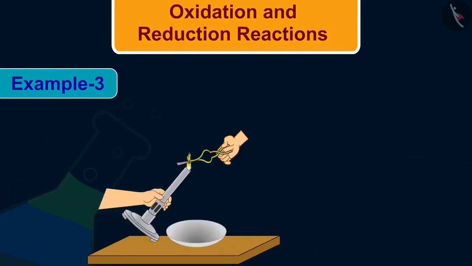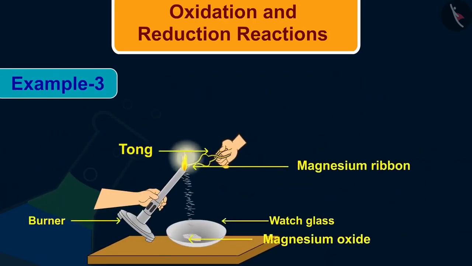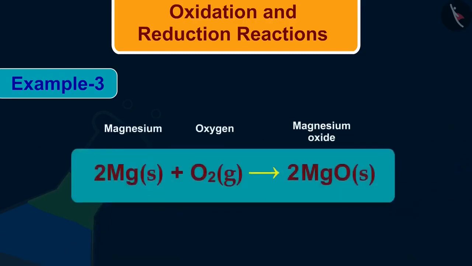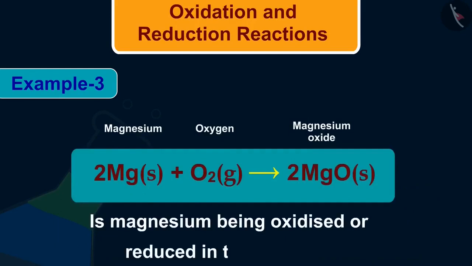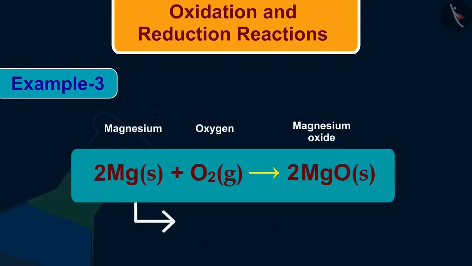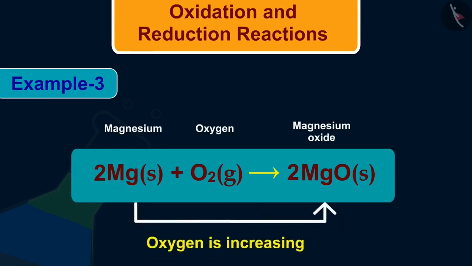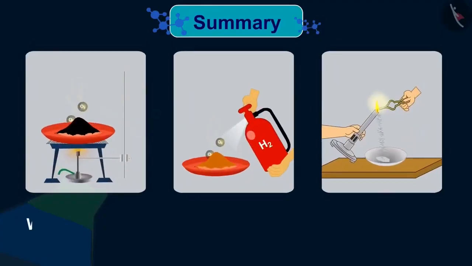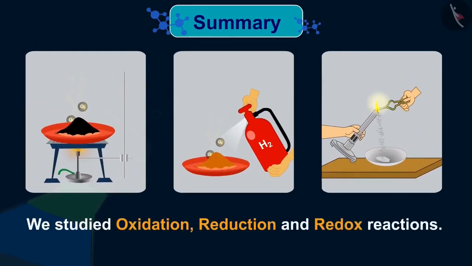In the third example, burn the magnesium ribbon in a bright flame. The white substance magnesium oxide is formed when magnesium is combusted. Is magnesium being oxidized or reduced in this reaction? Yes, because oxygen is increasing in magnesium, we can say that magnesium is oxidized. So friends, in this video, we studied oxidation, reduction, and redox reactions.